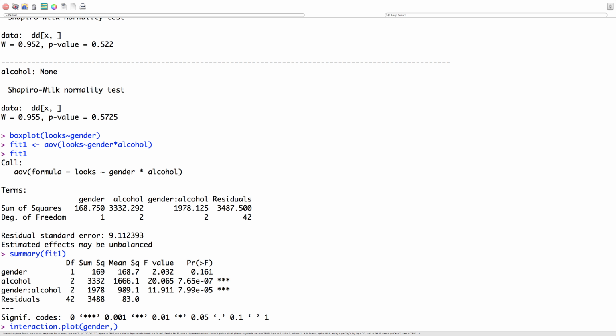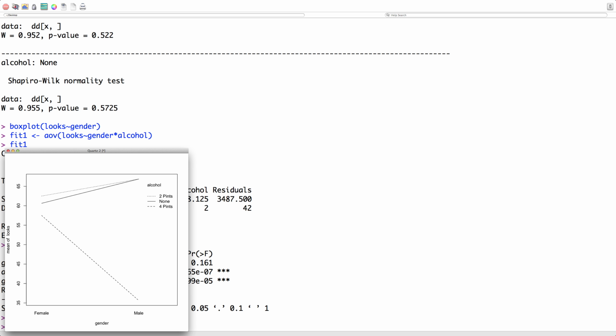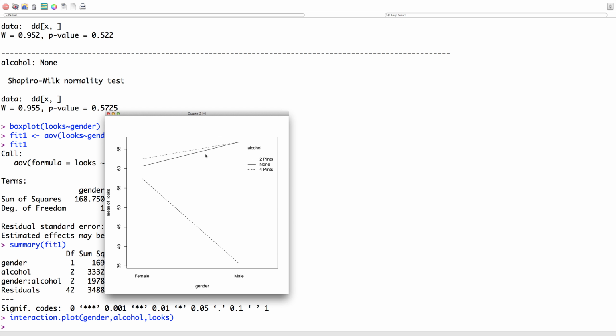I'm going to put gender in first, and then alcohol. This is not the way I would have done it, but it's going to be okay. And so what we look for is a difference where we have non-parallel lines. Now, these lines aren't parallel, but there's not a lot of difference in the slopes of these two lines. It's a common belief that if we have lines that intersect, if they cross, then you have an interaction.